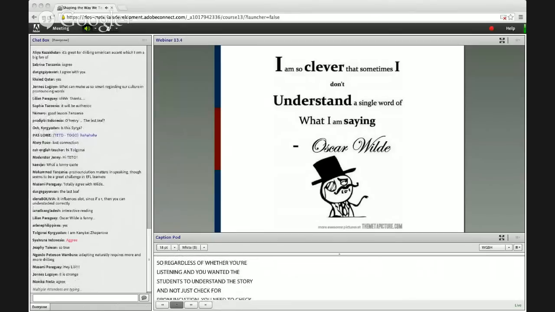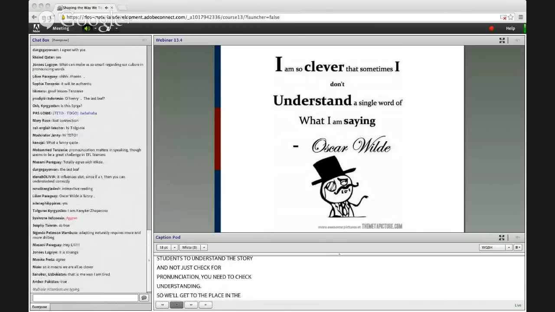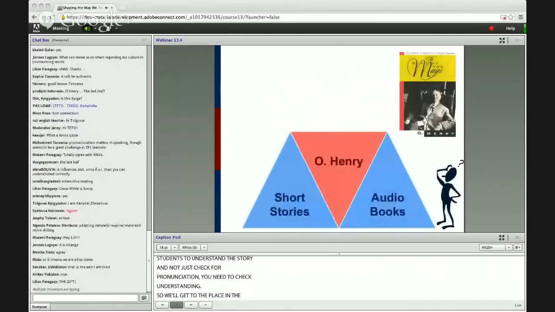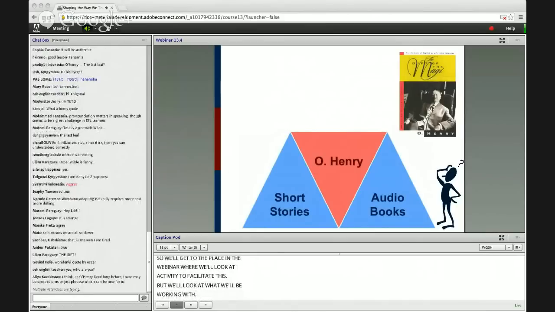But first, we should learn a little something about the content that we'll be working with. So let's talk about O. Henry. Who was he? Why should our readers be interested in his writing? Let's go to the polls and find out what you already know about O. Henry.